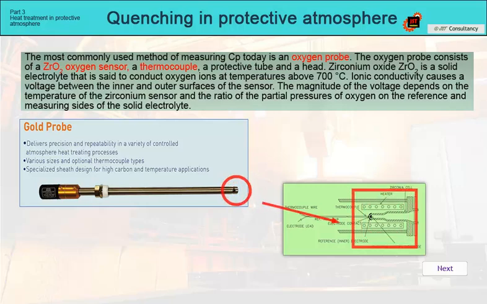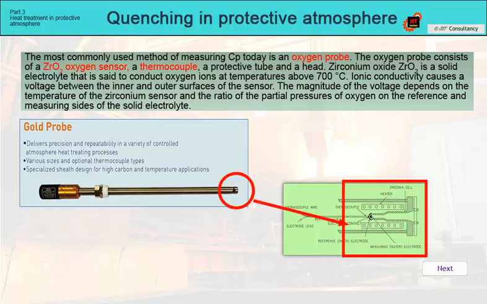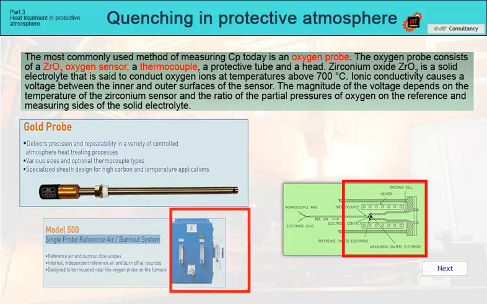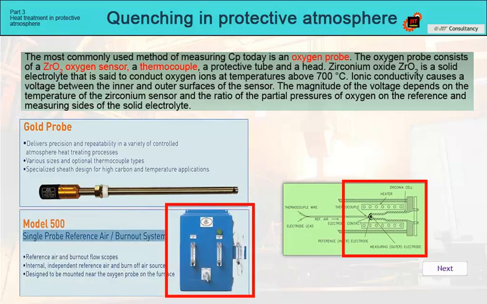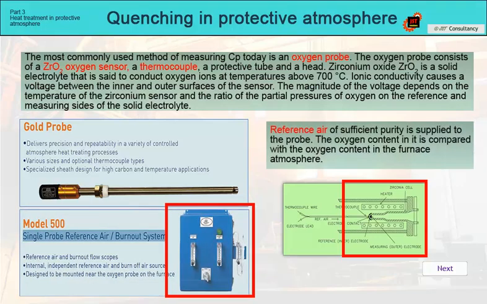Zirconium oxide, ZrO2, is a solid electrolyte that conducts oxygen ions at temperatures above 700 degrees Celsius. Ionic conductivity causes a voltage between the inner and outer surfaces of the sensor. The magnitude of the voltage depends on the temperature of the sensor and the ratio of the partial pressures of oxygen on the reference and measuring sides of the solid electrolyte. Reference air of sufficient purity is therefore supplied to the probe. The oxygen content in it is compared with the oxygen content in the atmosphere in the furnace.